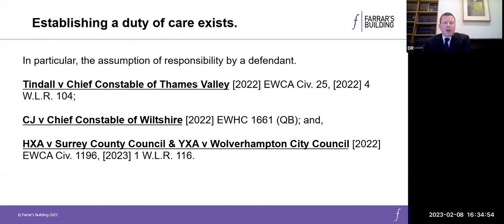So as I said, over the past perhaps 5 years or so, and following the Supreme Court cases of Robinson and of Poole, a number of claimants have sought to establish a duty of care in a novel situation where they are asserting that the defendant has negligently failed to act and or that a defendant has assumed a responsibility to protect the claimant from harm. Now, those arguments have tended to be met by defendant applications for a strikeout or a summary judgment based on there being no reasonable grounds for bringing the claim.